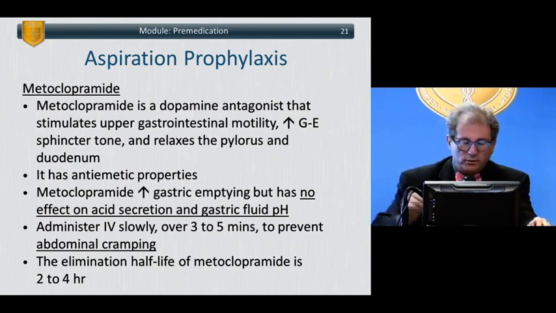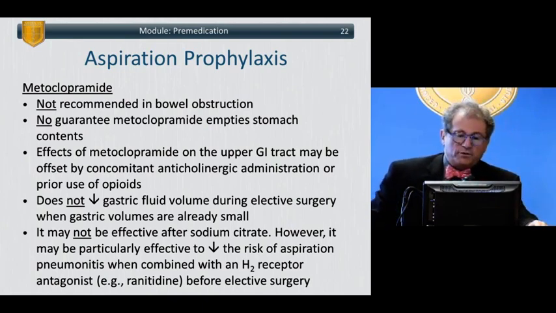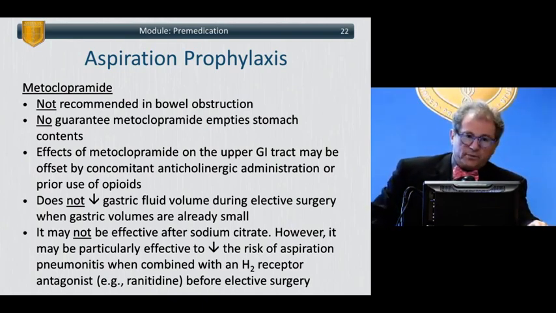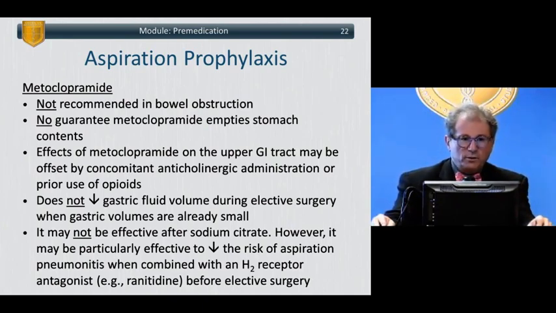We administer it slowly over 3 to 5 minutes to prevent abdominal cramping, and it has an elimination half-life of 2 to 4 hours. But there are contraindications to this agent, and number one contraindication by far and away is that it should not be given to patients with bowel obstruction. There is no guarantee that having administered metoclopramide that the stomach is empty. Unless we do an ultrasound to check for the contents of the stomach, we do not know that it has been effective.